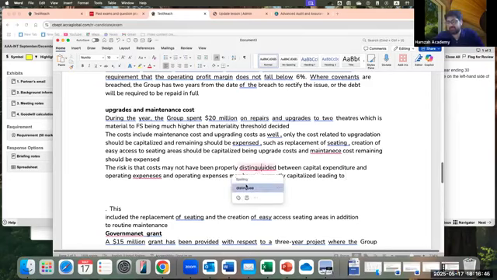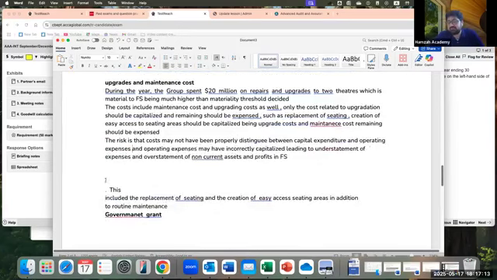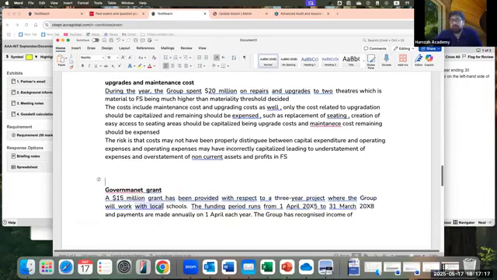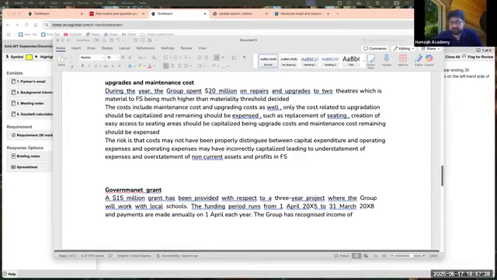Now, what will be the impact? Leading to understatement of expenses and overstatement of non-current assets and profit in financial statements. Exact impact. Done. I need to check its marking scheme. I'll be opening it, don't you worry. We'll be sharing it with you at the end of the question.